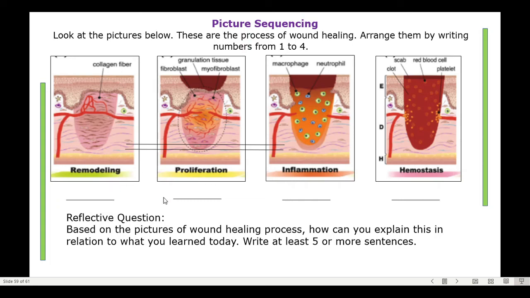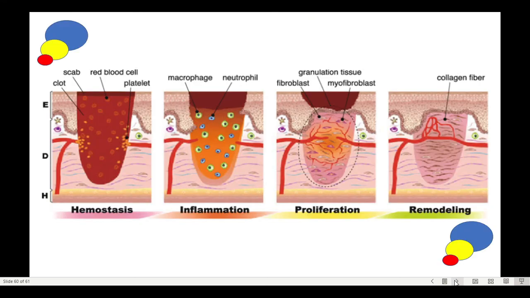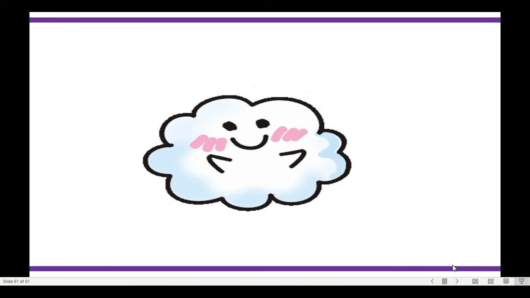So, sagutan nyo lang tong reflective question na to: process ng wound healing, paano mo explain yung relation dun sa mitosis? Okay? Ayan yung pagkasunod-sunod niyan.